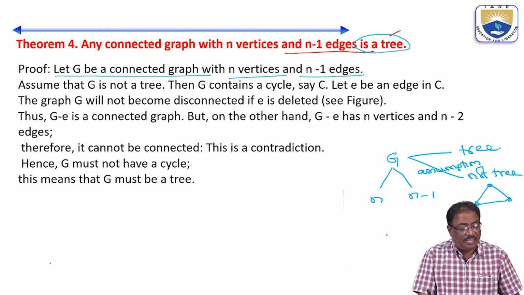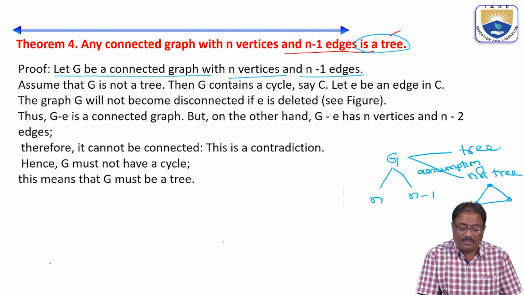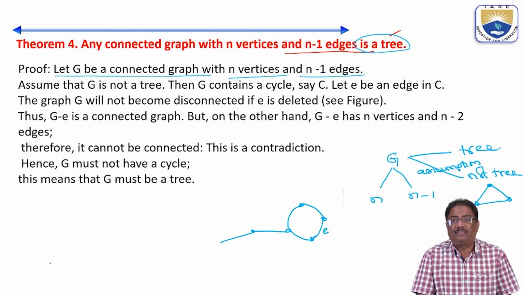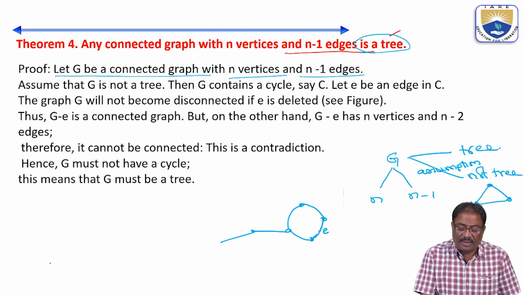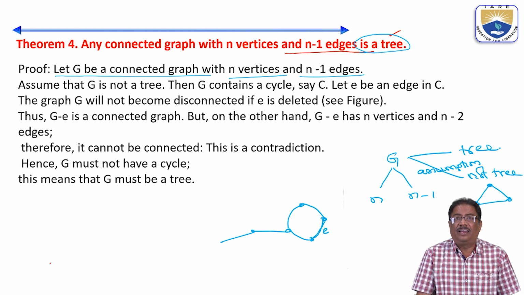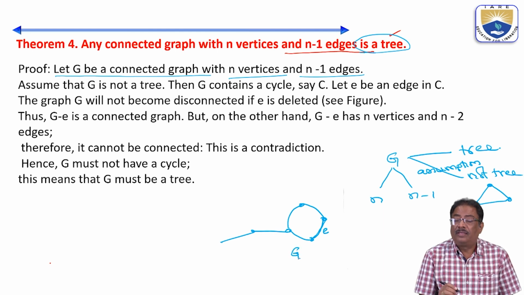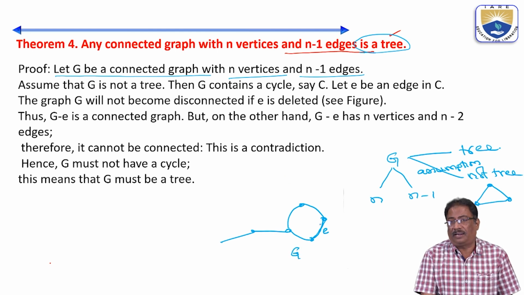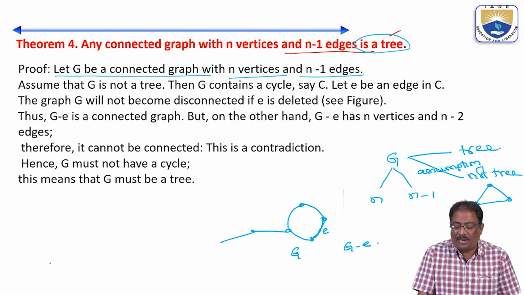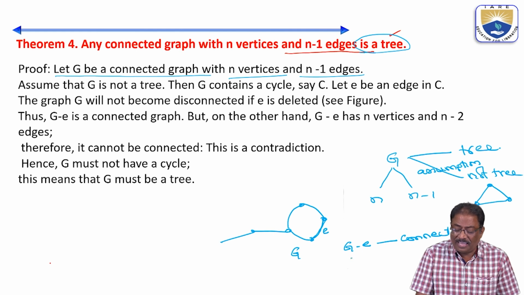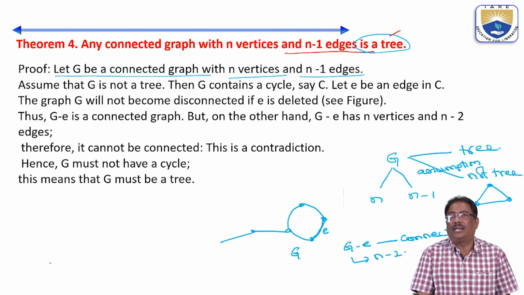Let us consider the cycle. I am going to take it like this. If it is a cycle, let us say that this is an edge E. This is the graph G, and G is not a tree, so it is having a cycle. What about G minus E? G minus E is also connected. But G minus E is having n minus 2 edges.